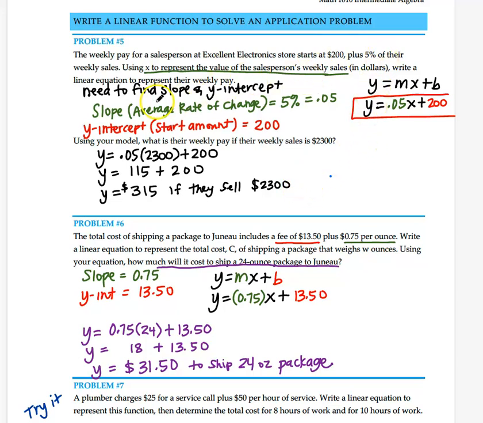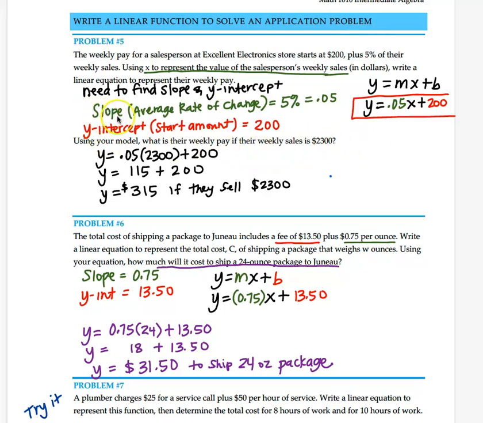So remember, when you are trying to write these equations, you need to know the slope and the y-intercept. So looking at this, the weekly pay for a salesperson at Excellent Electronics starts at $200 plus 5% of their weekly sales. Use X to represent the value of the salesperson's weekly sales in dollars. Write a linear equation to represent their weekly pay. So we need to go through and figure out some of these things.